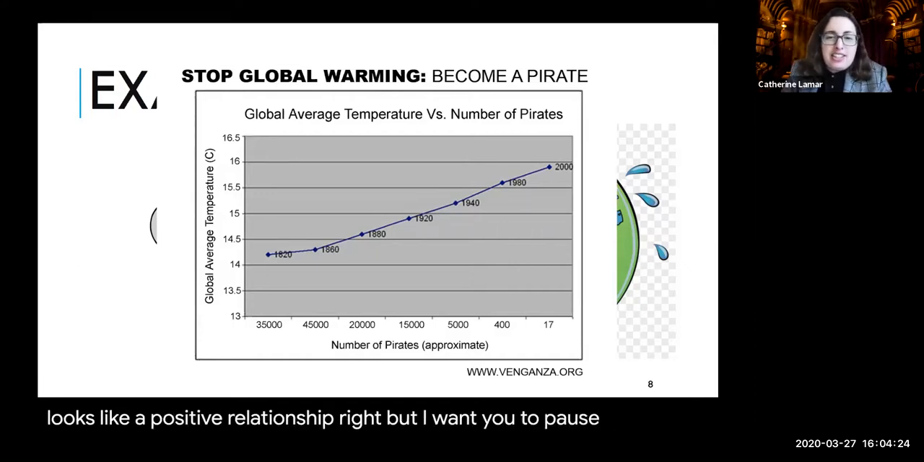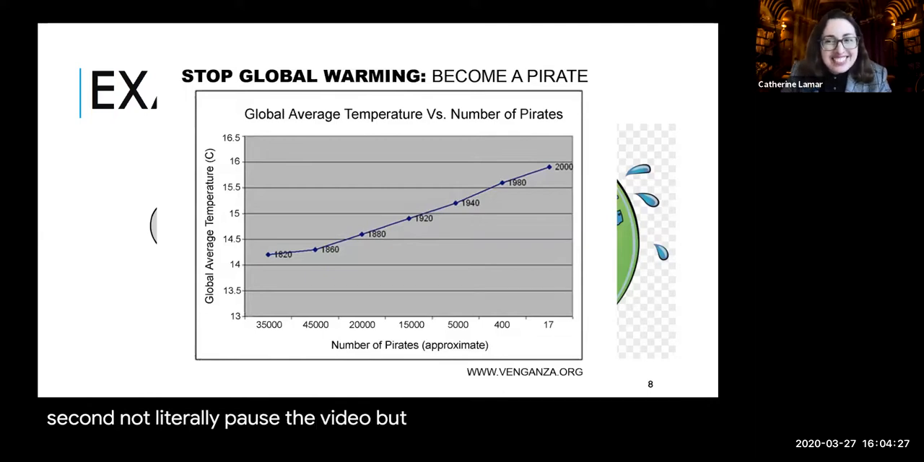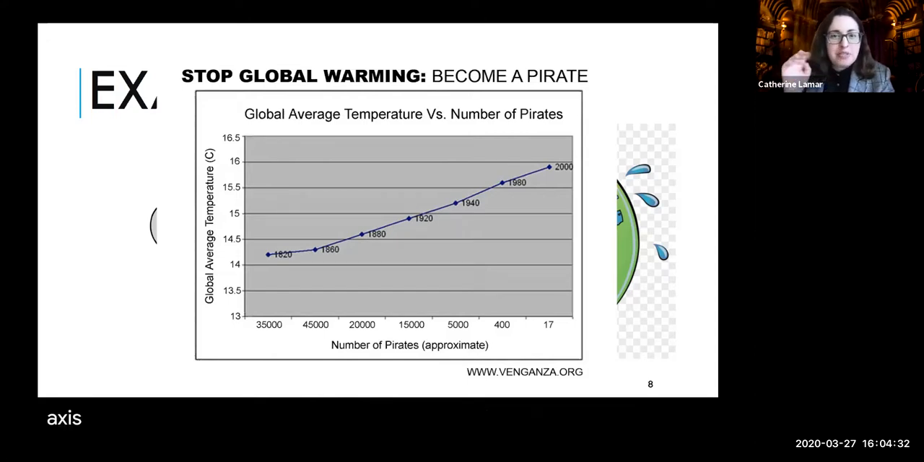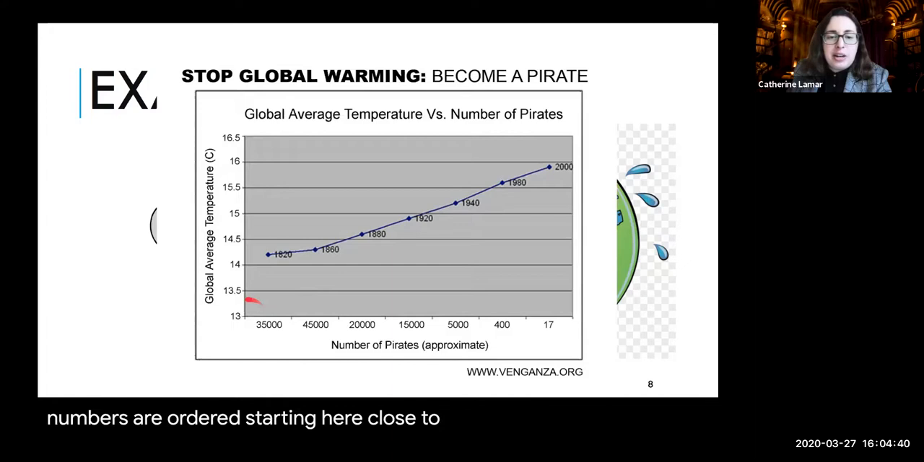But I want you to pause for a second, not literally pause the video, but pause for a second in your thinking. And I want you to look down at that x-axis. That's the horizontal axis that moves from left to right. Now on that x-axis, look at how the numbers are ordered. Starting here close to this corner where the y and the x-axis meet, we have the largest number when it comes to looking at this variable, number of pirates. And as we move further down this x-axis, what's happening to the number of pirates? They're decreasing. Here, as we are furthest away from that corner, we have the smallest number of pirates at 17.